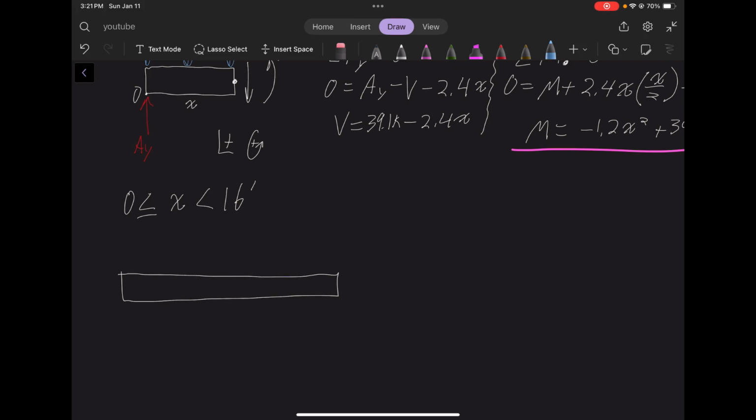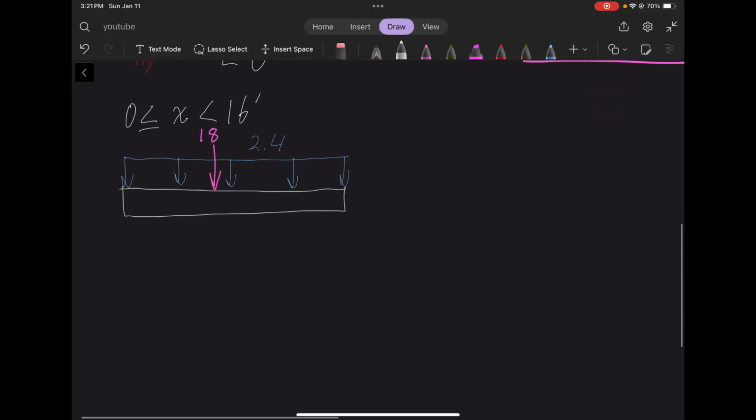Not really my best beam, but that's all right. We have the distributed load. Now the distributed load is going across. This is the entire distributed load. We also have our 18 kip force here. So this is 18, and then this is 2.4. The dimensions are very important here to make sure you get correct. But let's keep drawing the forces we have. We have Ay, and we have the shear and the moment. Shear pointing down, moment going counterclockwise.